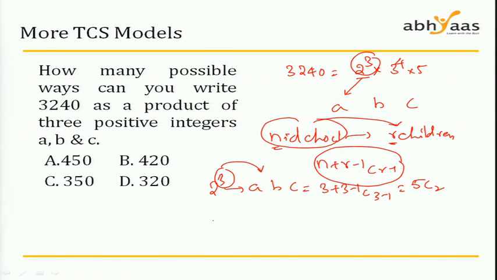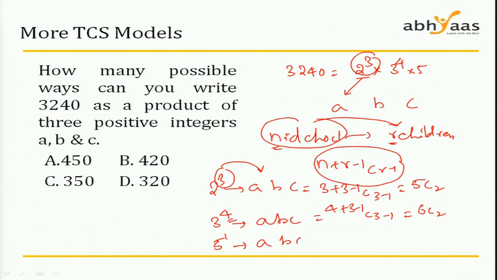In the next case, what is happening? 3 power 4. That means 4 3's are distributed among A, B and C such that each one can get any number of 3's. The number of ways you could do this: n value is 4, R value is 3 again. So 4 plus 3 minus 1, C 3 minus 1, which is nothing but 4 plus 3, 7. This is 6C2.